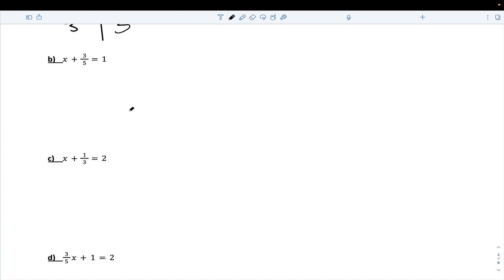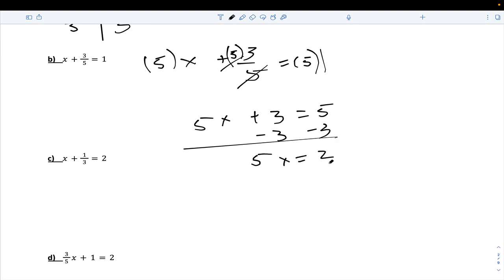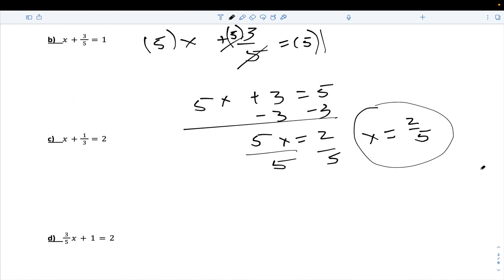For B, we're going to solve this one, and let's fraction bust it. What do I multiply by all terms to cancel that 5 out, Max? 5 over 1. This cancels and you get 5x plus 3 equals 5. Subtract 3, subtract 3. 5x equals 2. Divide by 5. x equals 2/5. Is that your answer? Maybe. Okay. So B is looking promising.